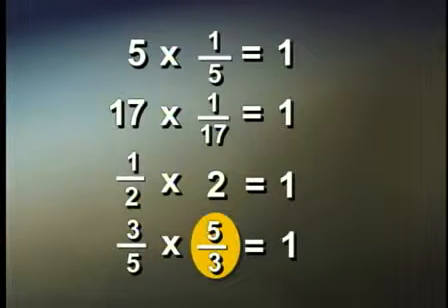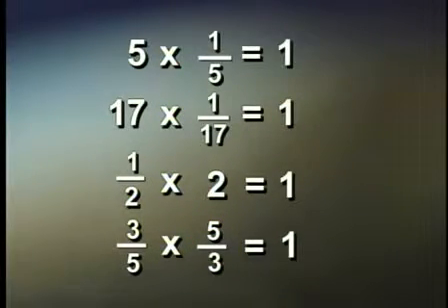What was the pattern? The pattern was that in every case, in order to multiply the number by another number and get 1, we actually exchanged the numerator and denominator, because we can write 5 as 5 over 1. We flipped it over, 1/5 multiplied, got 1. 17 over 1, flipped it over. 1/17 times 17 is 1. 1/2 becomes 2 over 1, or 2, so 2 times 1/2 is 1. And 3/5, we exchanged the numerator and denominator and got 5/3, and 5/3 times 3/5 equals 1.